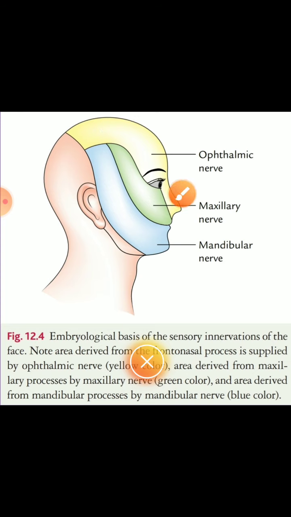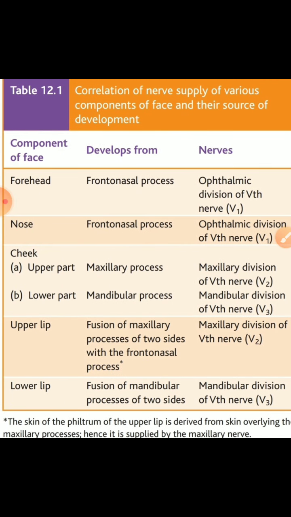So now we'll just look at the different parts. The part which is yellow in color is supplied by the ophthalmic nerve. The part which is green in color is derived from the maxillary process, so it is supplied by the maxillary nerve. And the area from the mandibular process is supplied by the mandibular nerve, which is colored blue. Clear? So this is about the embryological basis of sensory nerve supply to the face.